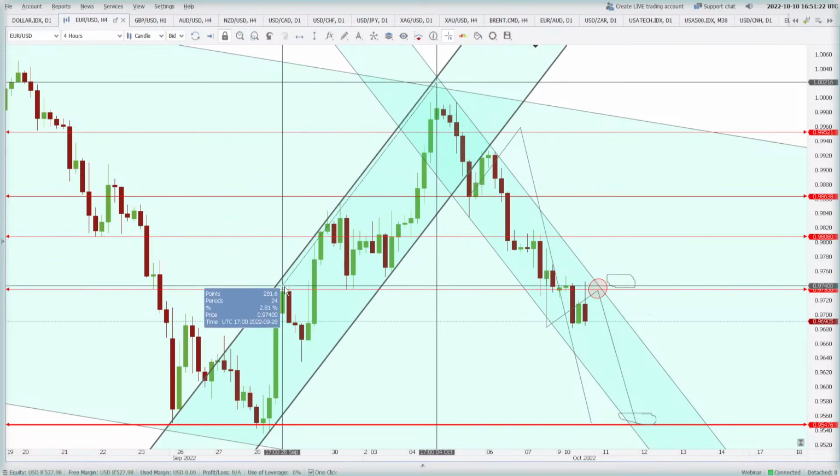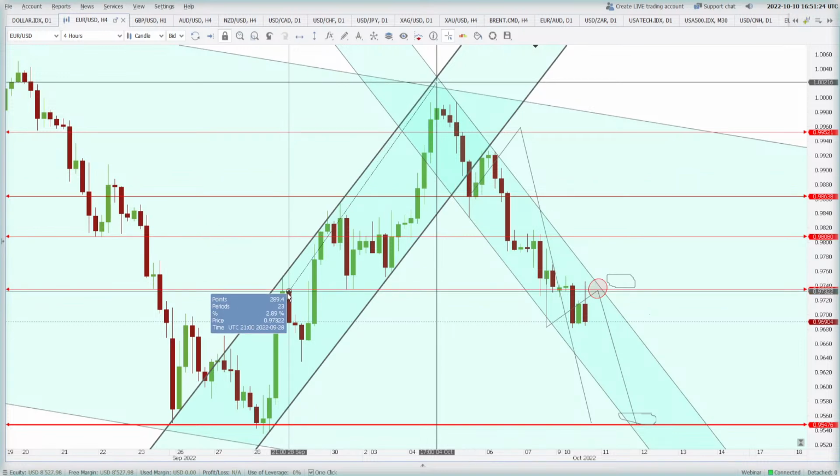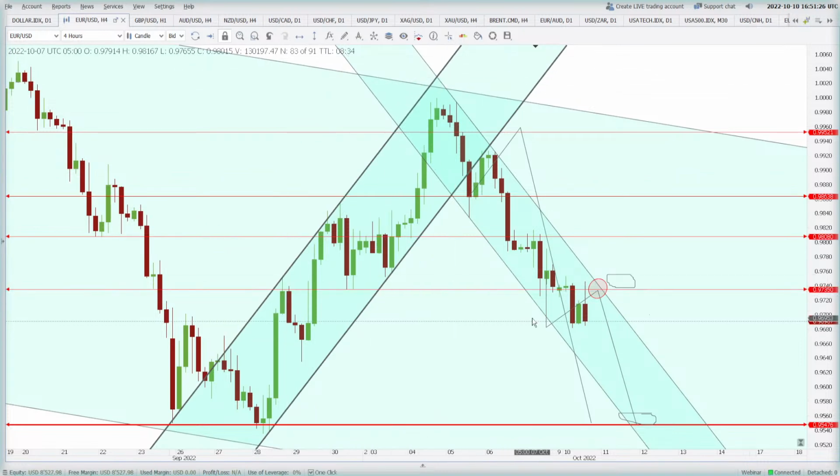All right, so it was trading here with almost similar buyers and sellers power. I think any close below this candle, this low of 0.9681, any close below 0.9681 will open the way for 0.9547 here.